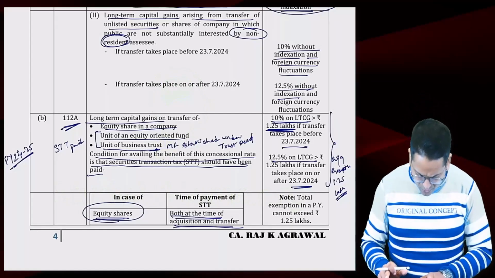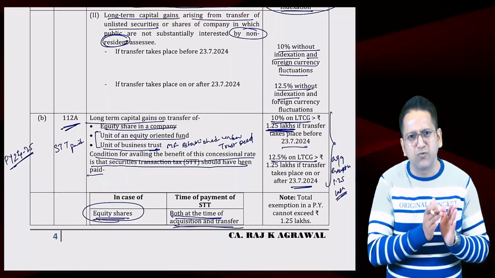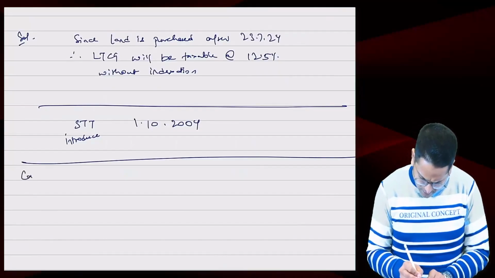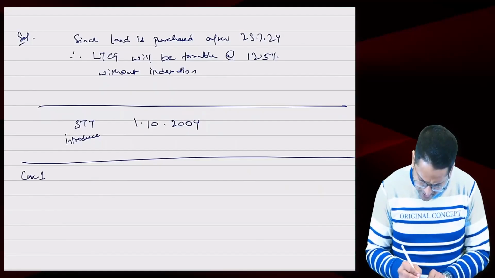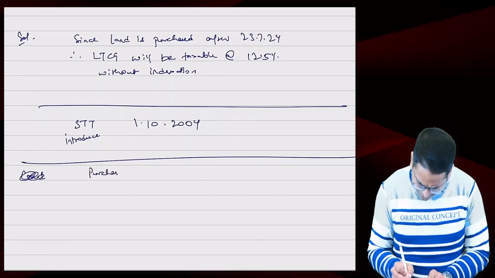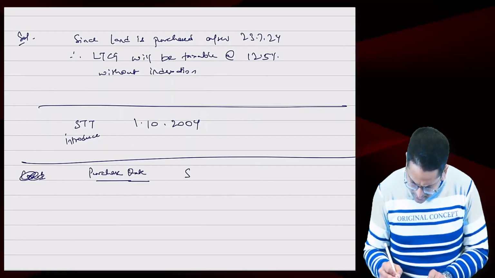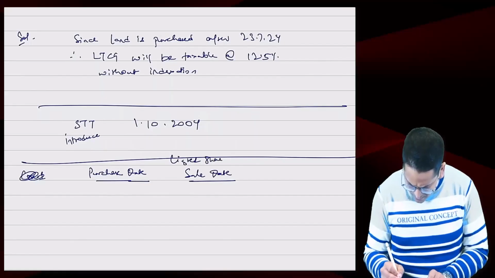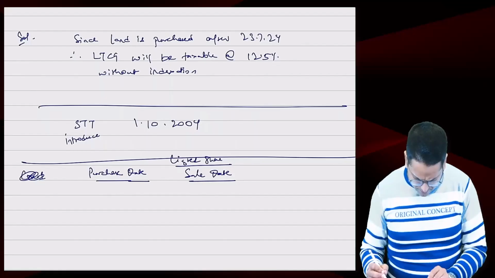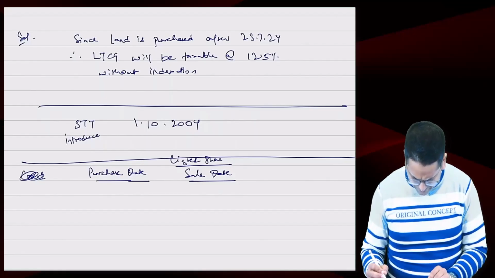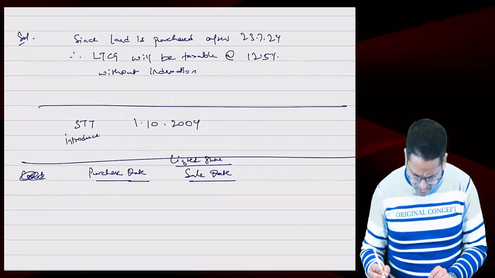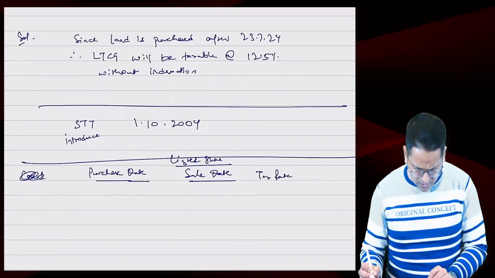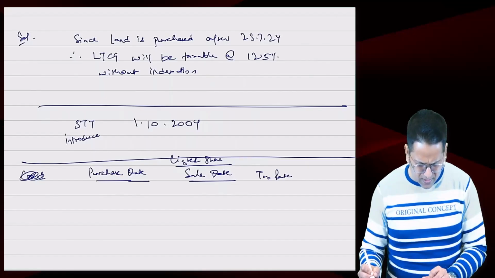Okay? So, I hope you understand this point. Let's do it like this. Case 1, we will explain purchase date and sale date. In the case of listed shares, we will mention the purchase date and sale date, and now we will mention what the tax rate will be. Will exemption be given or not? You will mention that.